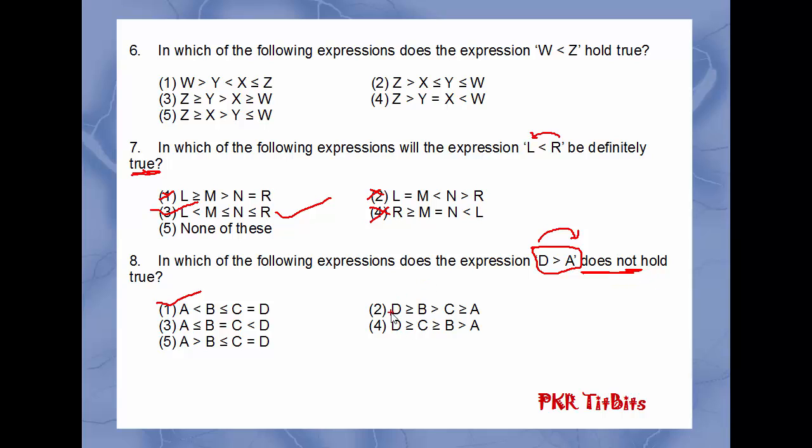Starting from D to B, B to C, C to A. This is also true. D to C, C to B, B to A. This is also true. D to C, C to B, B to A. This is also true. D to C, C to B, and here we cannot pass through because this is a closing side. So option 5 is the one which doesn't hold true. So our answer should be option 5.